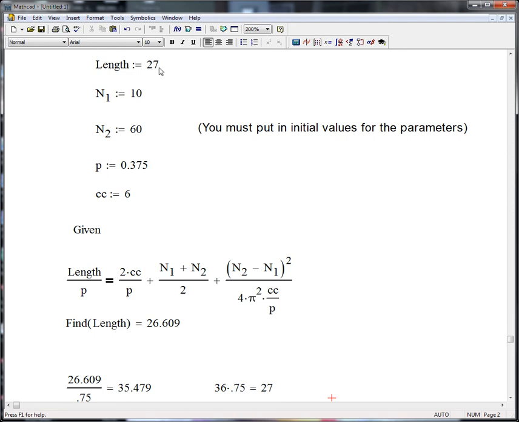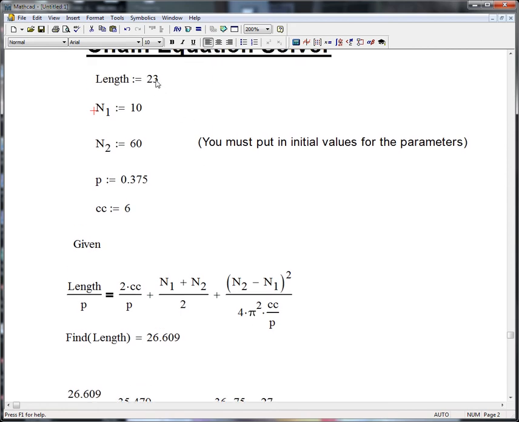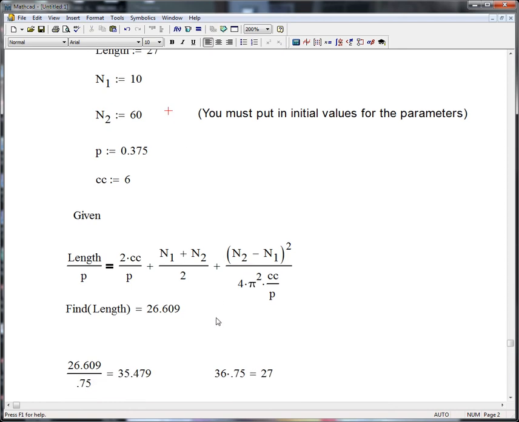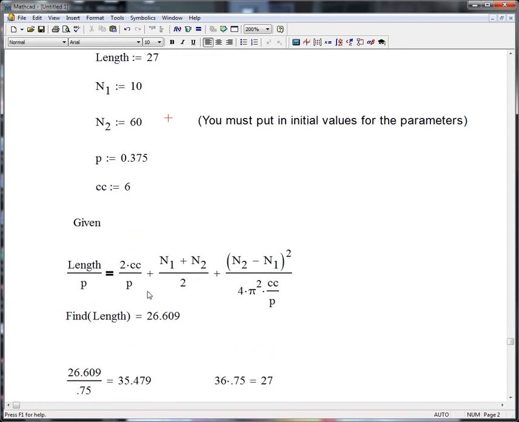Oh, and I just happened to make this a different number. All right, so 23. That didn't change this because we were solving for the length. So now, if you got that value and want to try that one, we would go back here and put in 27 and then calculate the center to center distance that corresponds to that length. So I'll just put in CC, and there's the distance.